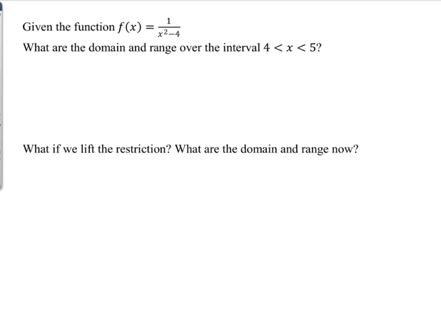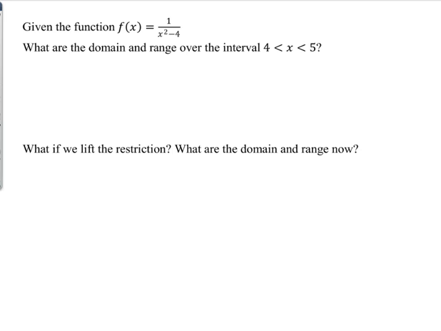In order to find the domain of a function, you want to look at the function and say, is there any value of x that I cannot plug into this? What would cause me to not be able to plug a value of x in? Okay, so in this first part, we're restricted between 4 and 5. Would I have any problems between 4 and 5 if I plugged in one of those numbers? No.